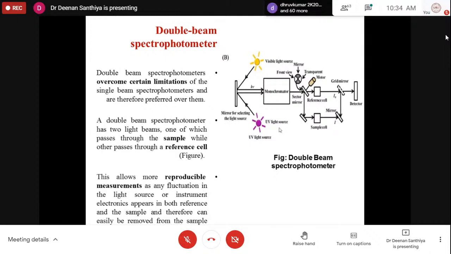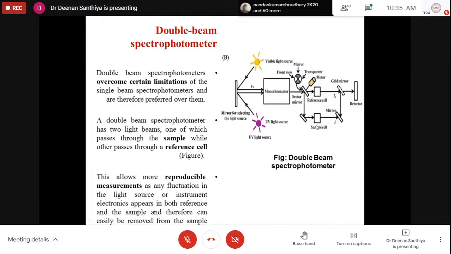Yes, ma'am. So after splitting, one beam goes to the reference cell and another beam goes to the sample cell. These two sample holders are together, because two beams are generated. You can analyze reference and sample at the same time. Got the point? So for 10 samples, you need not put the reference every time; you do only 10 analyses. On the other hand, in single beam you have to do 20 measurements. First you measure the absorbance of the reference, and then you replace it with the sample cell.